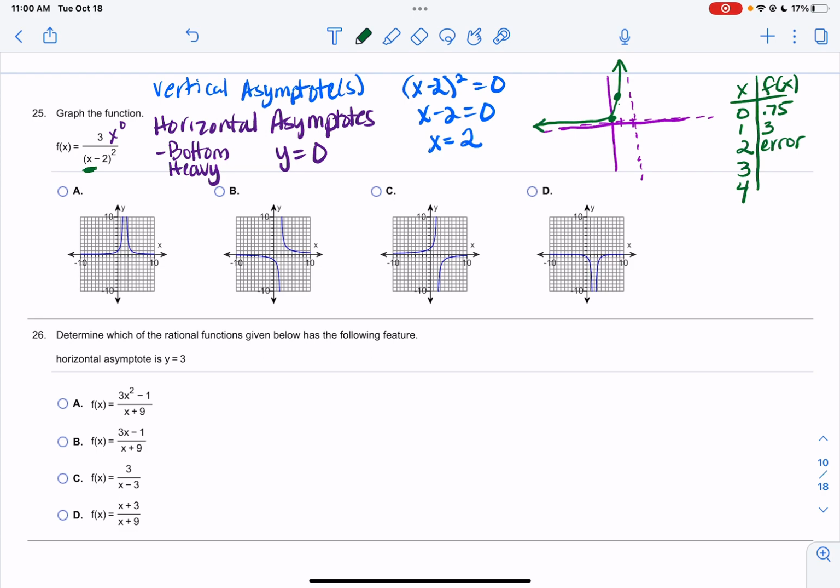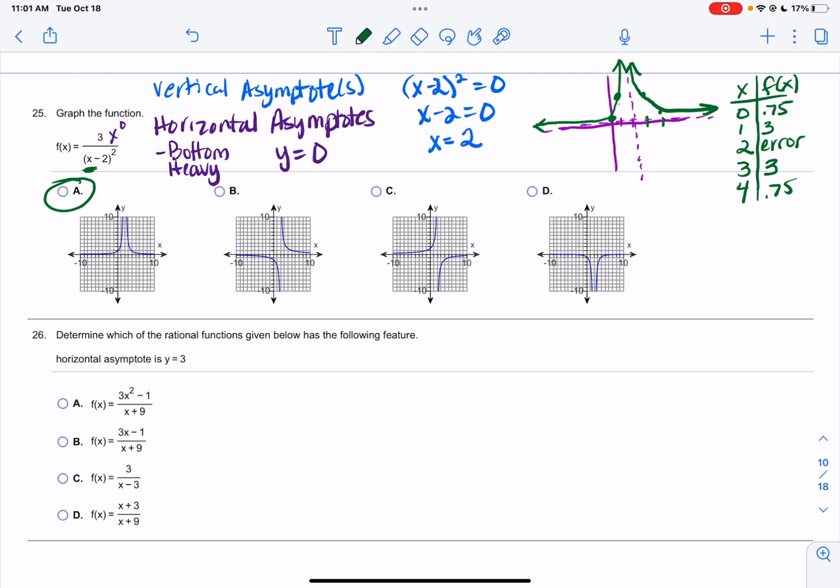Now if you put 3 into this function, you get 3 out, so we can plot that point, and put 4 in, we get 0.75 out. So we can graph that side of the graph to the right of the vertical asymptote, x equals 2. And this matches choice A.